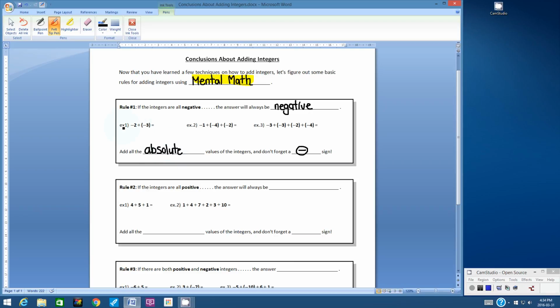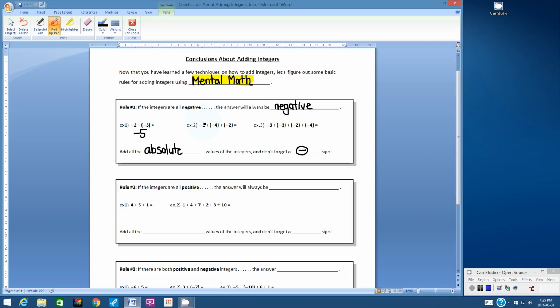So let's look at example 1. The absolute value of -2 is 2. The absolute value of -3 is 3. 2 plus 3 is 5. Then we add the negative sign. So this answer is going to be -5. Okay, simple.